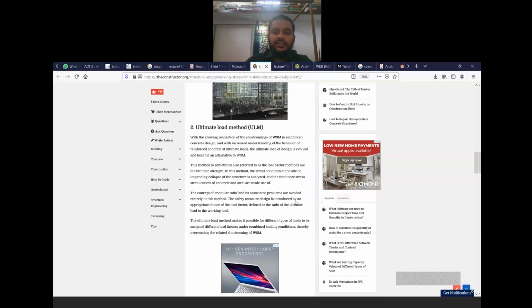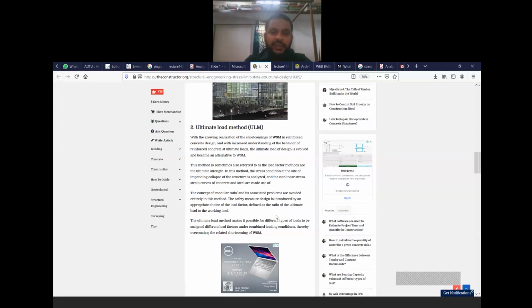The safety measure is introduced by an appropriate choice of load factor. They have introduced a factor known as load factor, which is defined as the ratio of ultimate load to the working load. Can anyone define what you mean by ultimate load and working load? I hope all of you understand the term load. But what is the meaning of ultimate load and what is the meaning of working load?